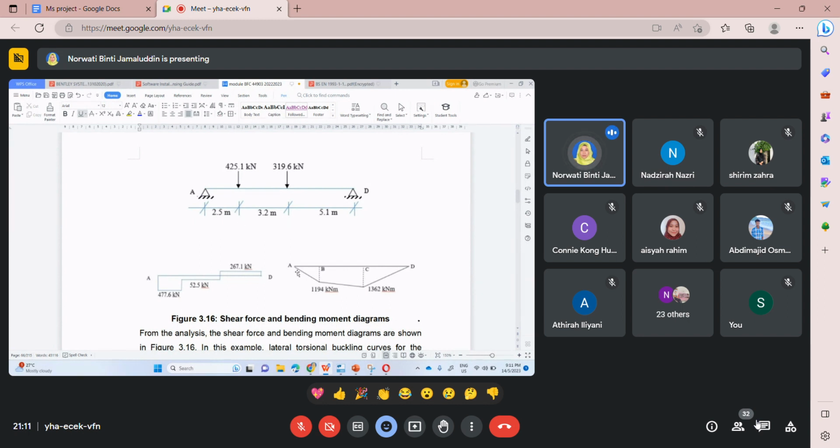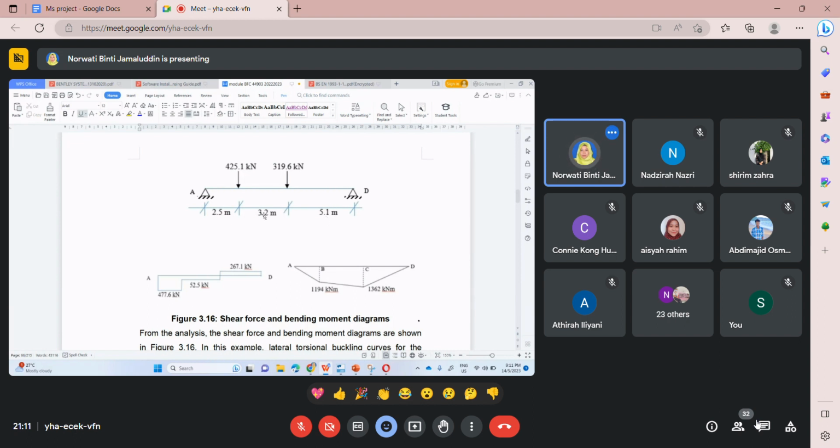And the other thing, the moment at span AB, we have 0 moment at A, 1000 something at B, compared to 0 moment at D, but maximum moment at C. On top of that, this is the longer span. So it is more prone to buckling. So it could be critical.